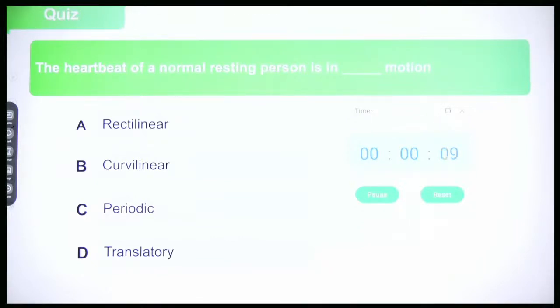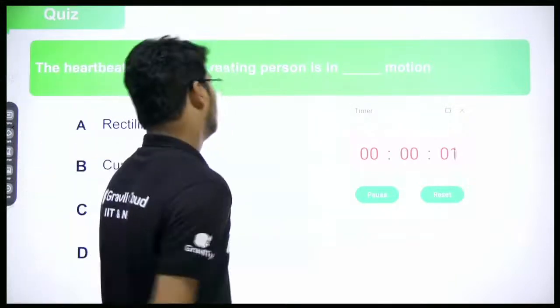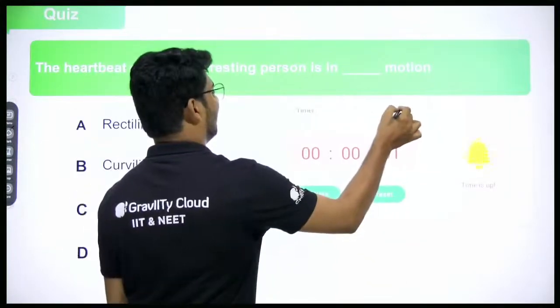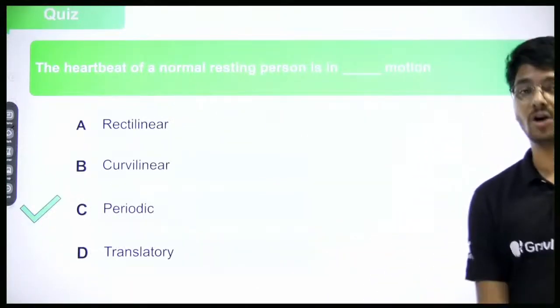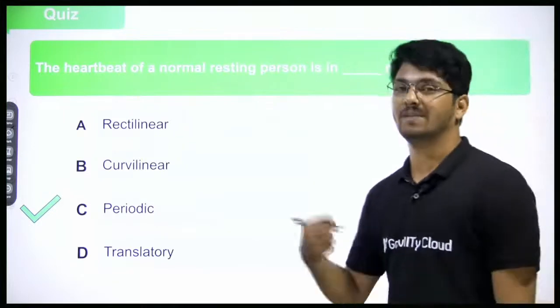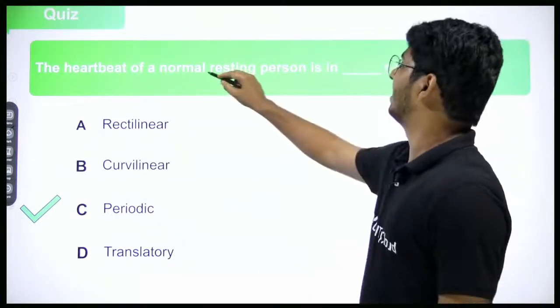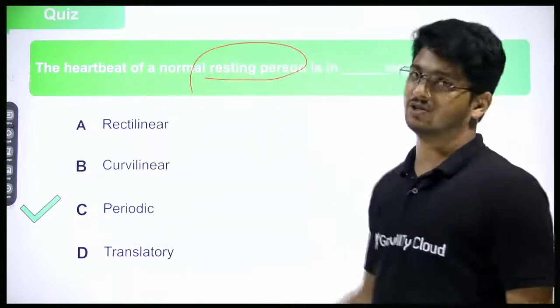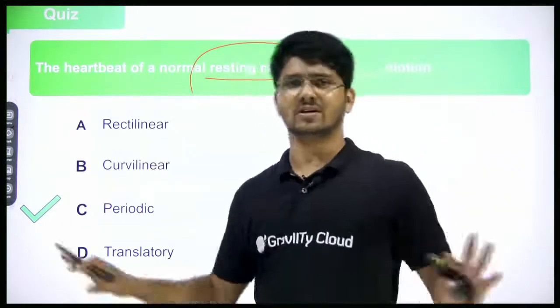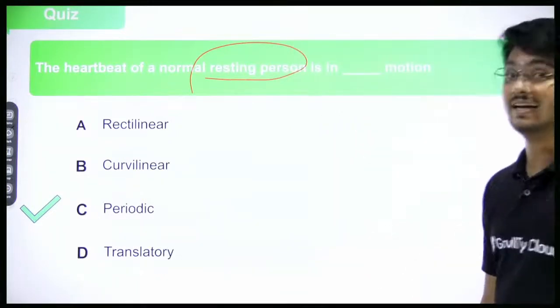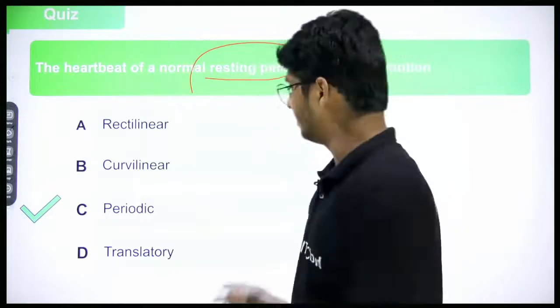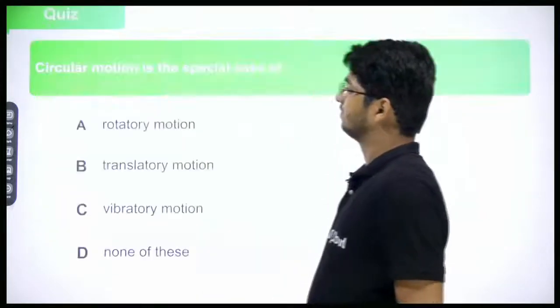Ten seconds more. 5, 4, 3, 2, 1, and the bell rings. What is the correct answer? The correct answer is periodic. Your heartbeat is what? Periodic. It repeats after a regular interval of time. In fact, it's clearly given here, normal resting person. He's not running, he's not jumping. Simple. He's just resting. So the heartbeat of a normal resting person is in periodic motion. Option C. Wonderful. Next question.